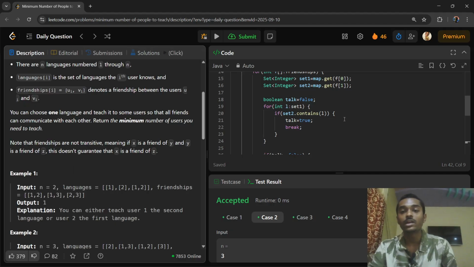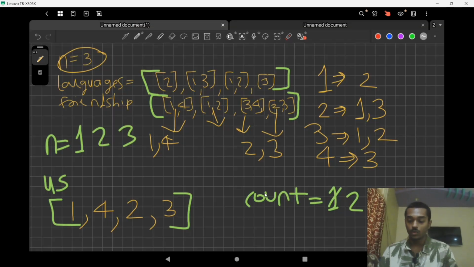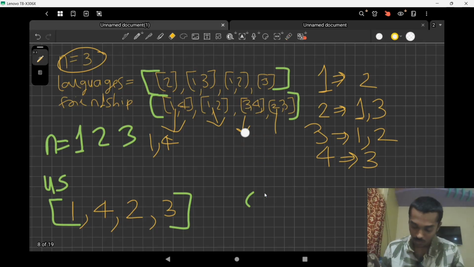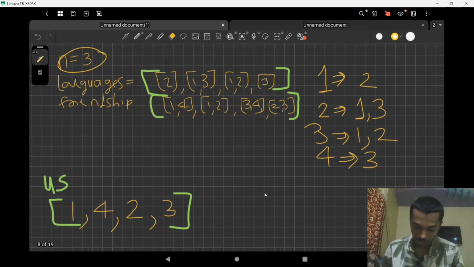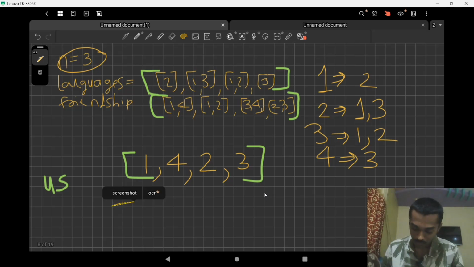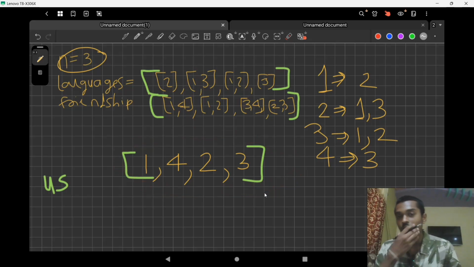Okay, now let's see how we can solve this question optimally. There is only one simple observation. Let me clean this up. Now, this is our unsatisfied user array, right? Now let's see what we can do.